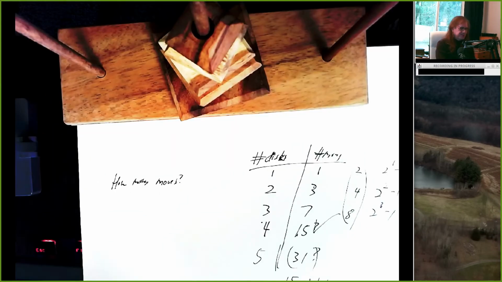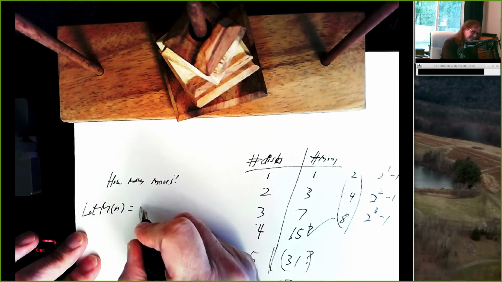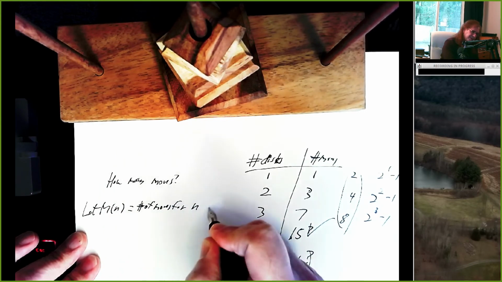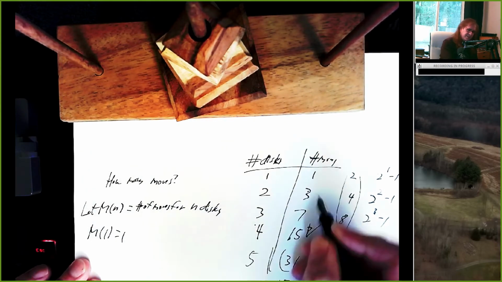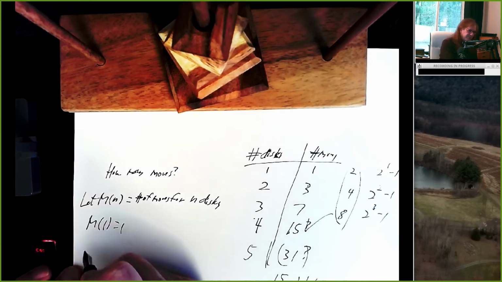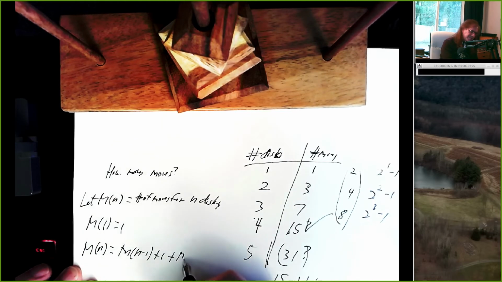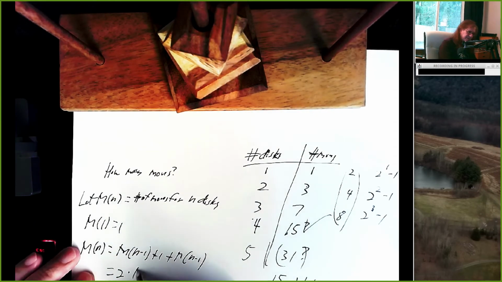So my recurrence relation here, let m of n equal the number of moves for n disks, and we know that m of 1 is equal to 1. The recurrence relation we can get is m of n is equal to m of n minus 1 plus 1 plus m of n minus 1. Or if you like, 2 times m of n minus 1 plus 1.